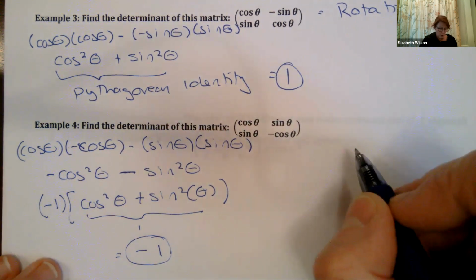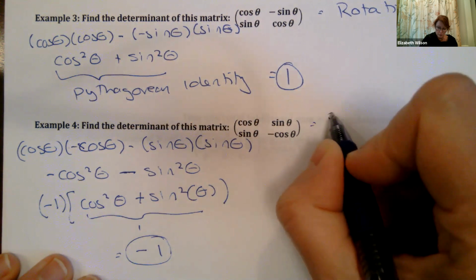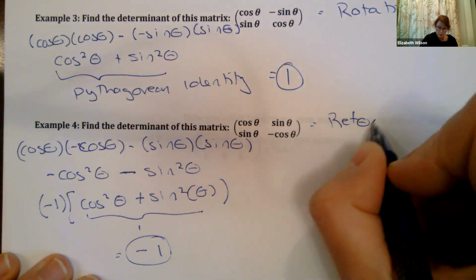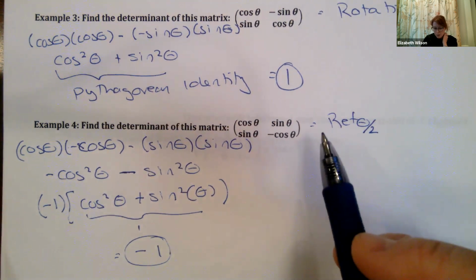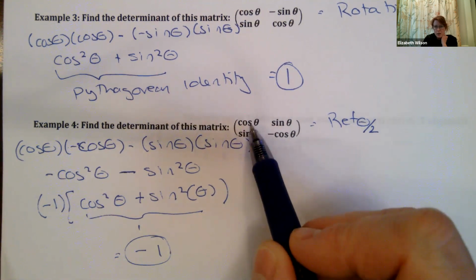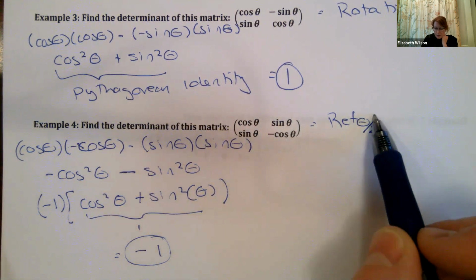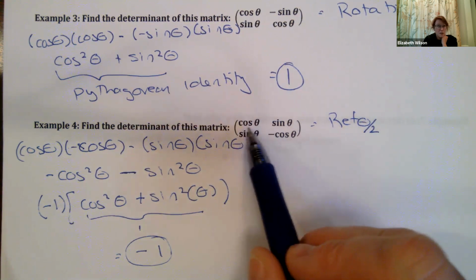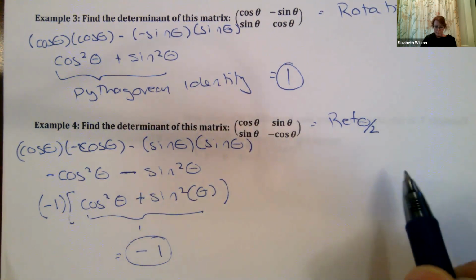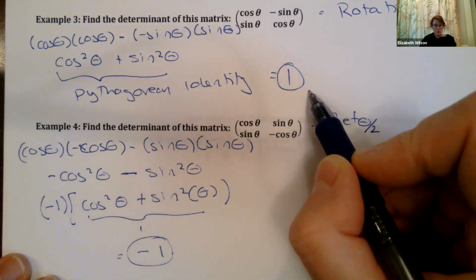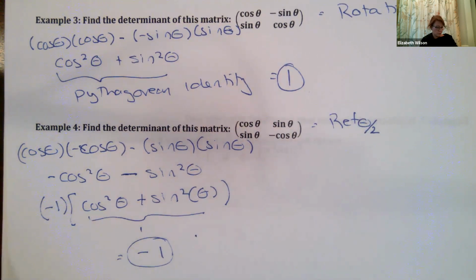This is actually our reflection by theta divided by 2. Remember how when we did our reflection matrix, it was cosine of 2 theta, sine of 2 theta. Well, now if I say this is theta divided by 2, that's the angle that I'm working with, and I can just call this cosine of theta. So that's how we think about that. Okay, so handedness is preserved, handedness is not preserved.